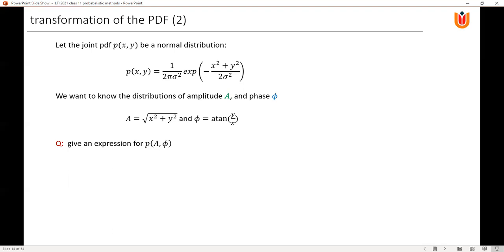Can you now derive, knowing that the determinant of this Jacobian matrix was A, and give an expression for P of A and phi, the joint probability density function of amplitude and phase?